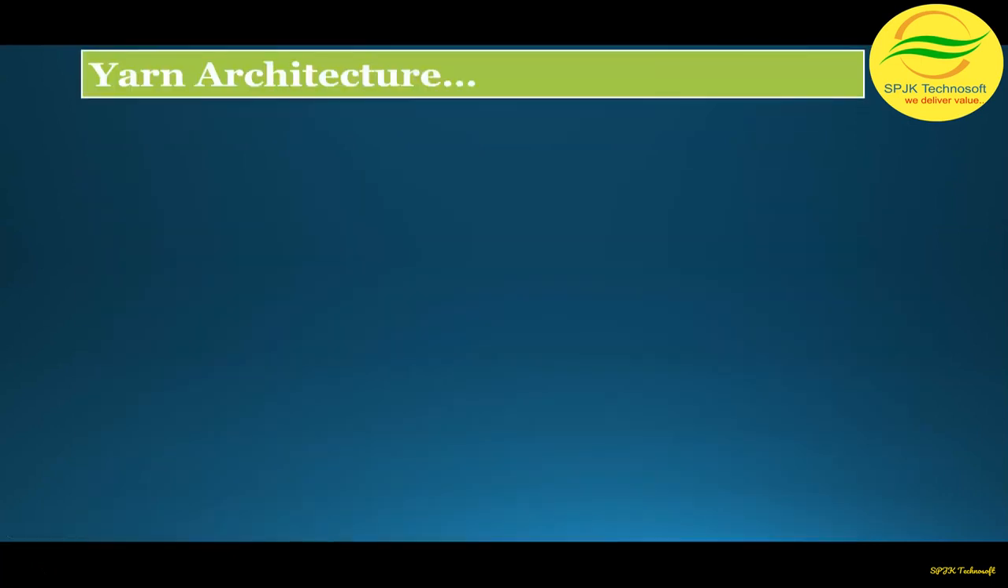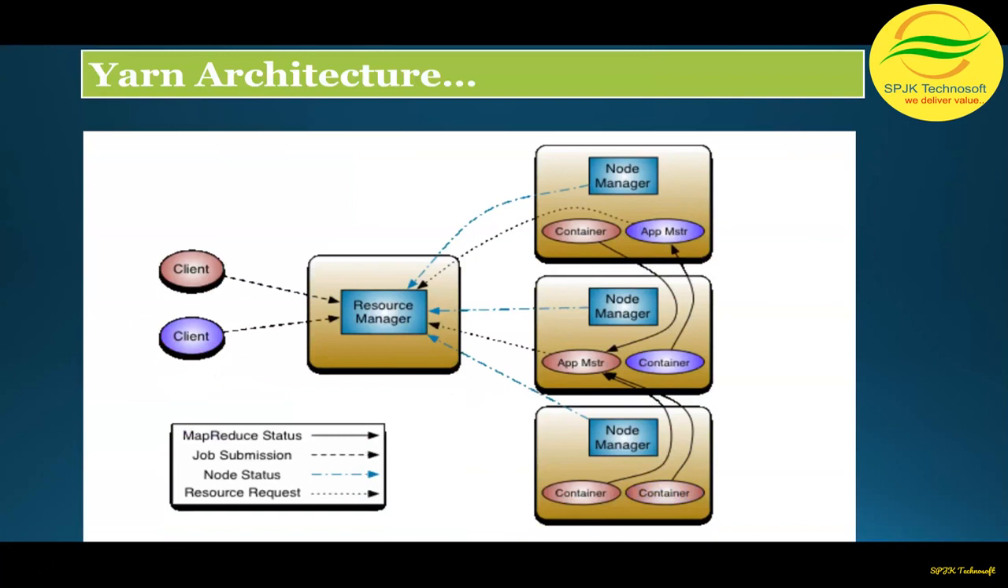Okay, moving on to the next one, YARN architecture. As I told you, this is the architecture of YARN where you have containers, application masters, node managers. So a client request goes to the resource manager, and an application master is started. Then the application master picks up the job, assigns the tasks to the containers, and verifies whether the task is completed or not.